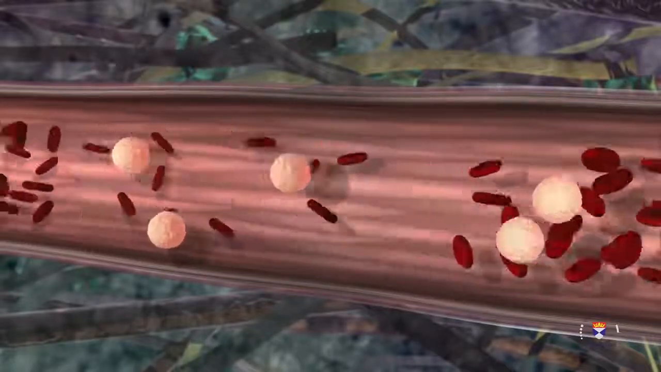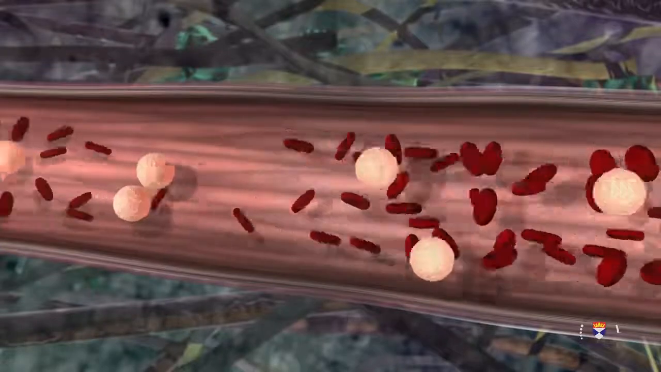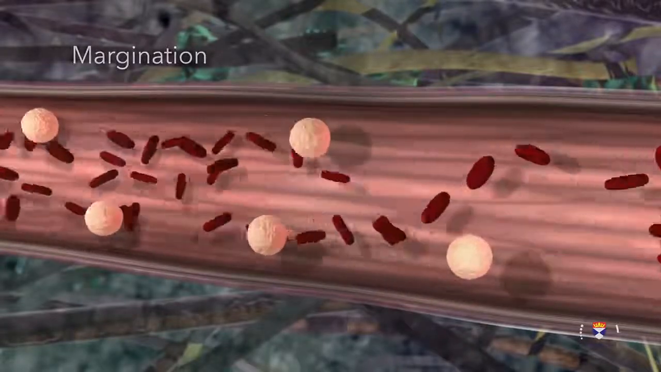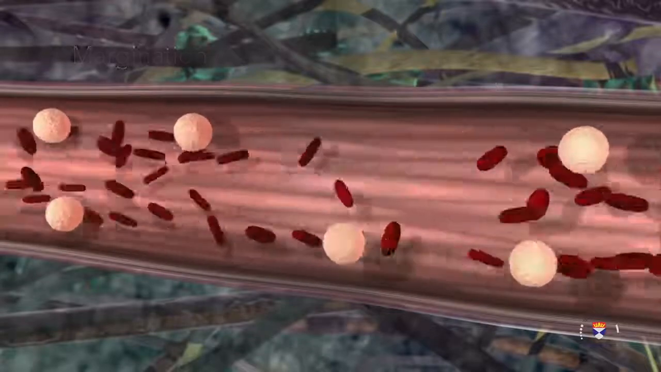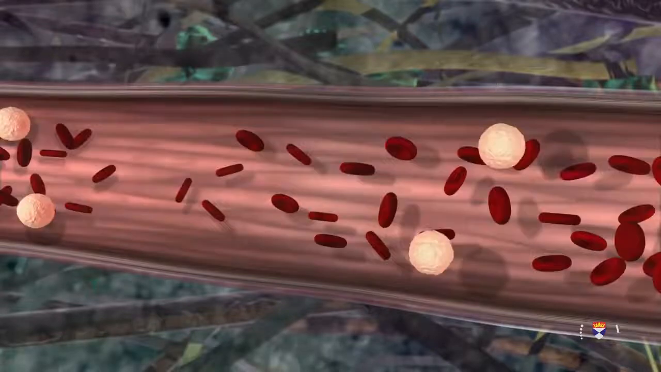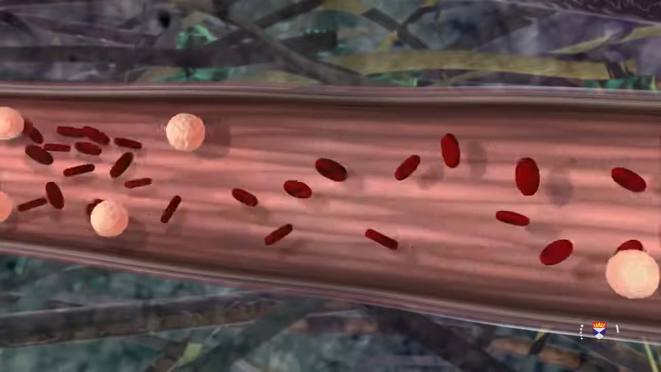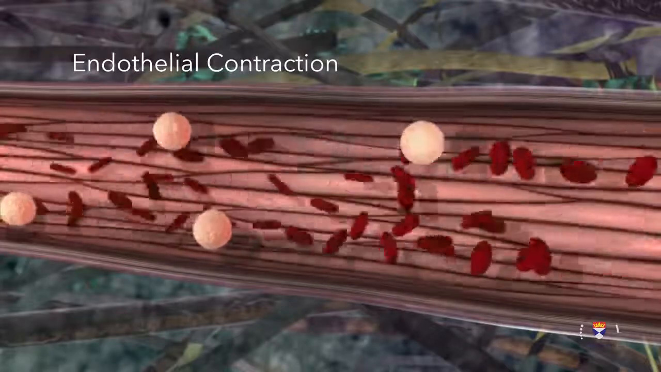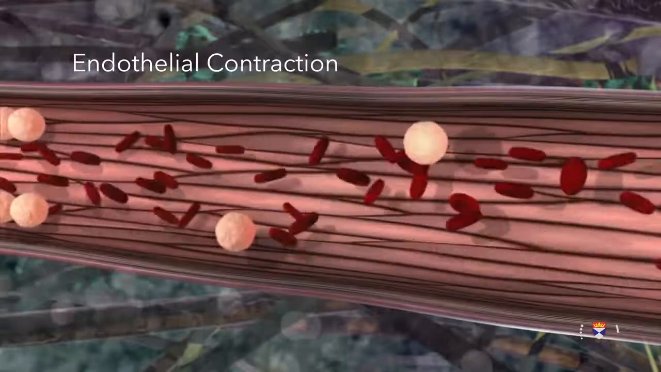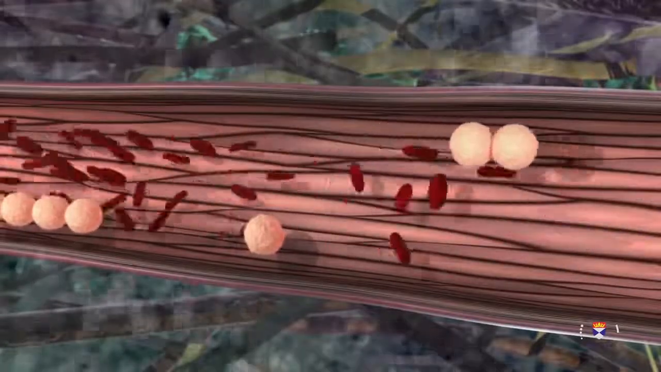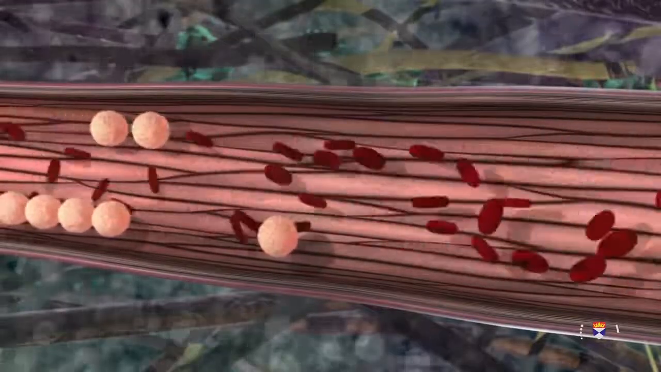Vasodilation causes the flow of blood to slow down and allows large white blood cells, or leukocytes, to move towards the walls of the vessel in a process called margination. Chemical signals released from the site of injury cause changes to the endothelial wall of the vessel. The endothelial cells contract, allowing fluid into the surrounding tissues through the gaps in the cells, and resulting in one of the clinical signs of inflammation, swelling, or oedema.